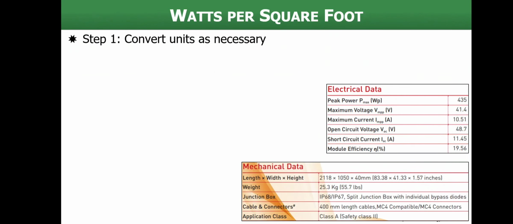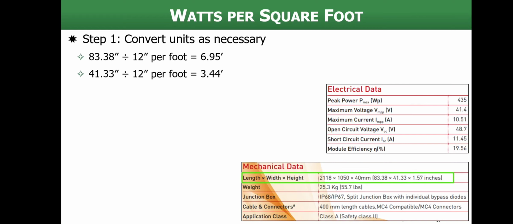Now let's calculate the watts per square foot of a module. The first thing we need to do is make sure that we're using the right unit of measurement to get the watts per square foot. So we need the square foot measurements of the module. This module manufacturer gives us the module dimensions in either millimeters or inches. But I don't want watts per square inch, I want watts per square foot.